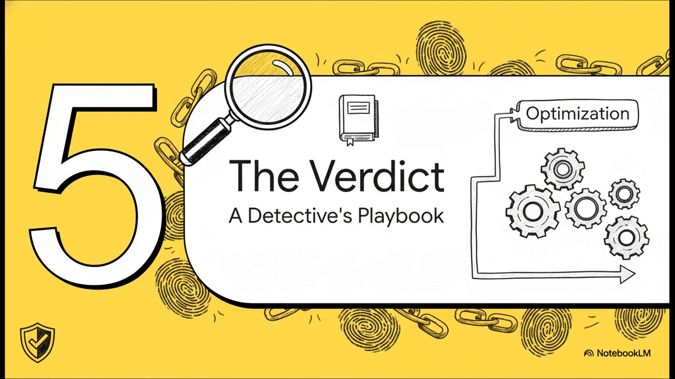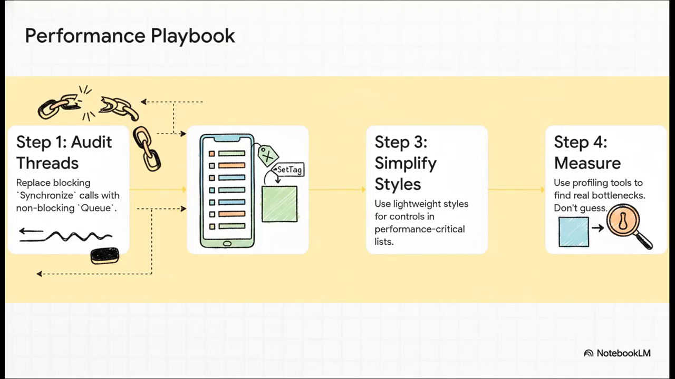Well, let's take everything we've learned and put it into a simple, actionable playbook. This is your guide to solving performance crimes in your own apps. Here it is, your 4-step plan. Step 1. Audit your threads. Go on a search and destroy mission for those blocking synchronize calls and replace them with queue. Step 2. Optimize your list views. Make them smarter so they don't have to rebuild everything all the time.